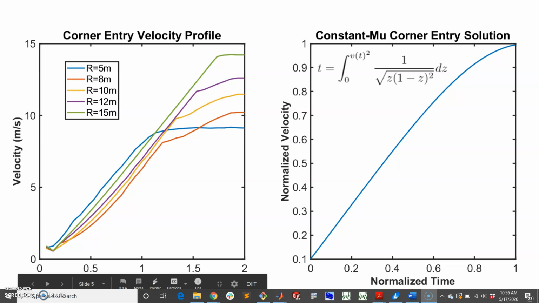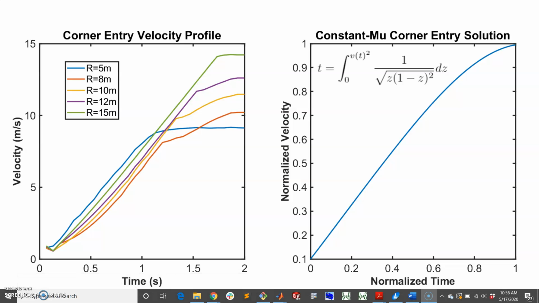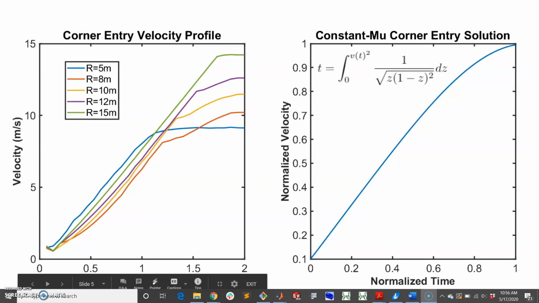This optimization was run for 5 different radius of corners and produced the velocity profiles shown on the left. To make sure this was reasonable, the velocity profile was computed analytically for the simpler case of a constant coefficient of friction tire model. The shapes line up. This gives us confidence that the optimization converged to the correct solution.